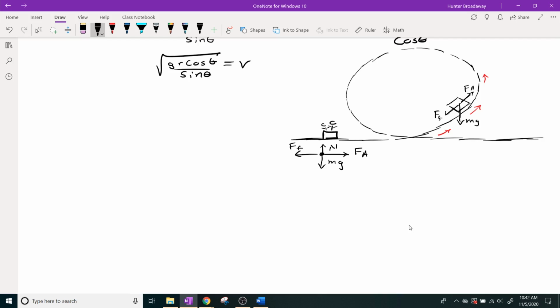Same thing with the normal force. I guess it is kind of going with us though, because the normal force is always going to be 90 degrees to the surface. So you can see that most of these arrows stay the same and just rotate with it, except for gravity. All of these arrows stay the same except for gravity. This is why you kind of feel weightless at the top.